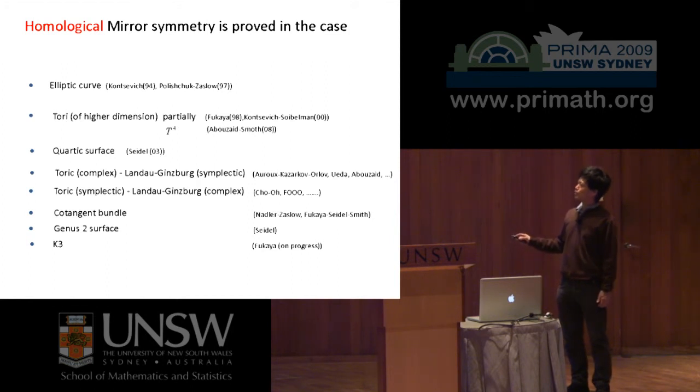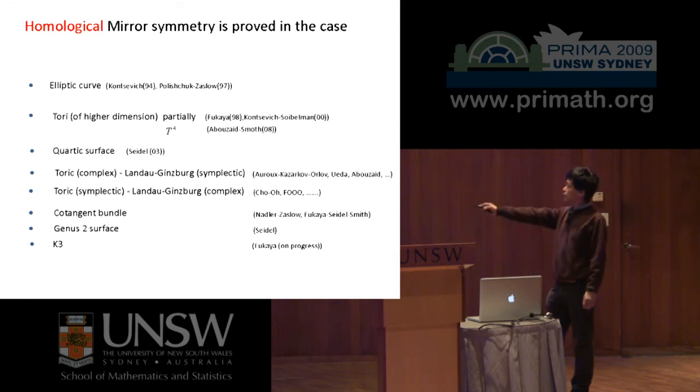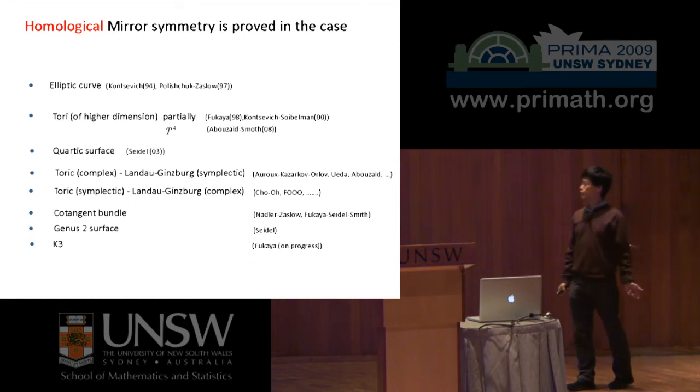And this is the quartic. I don't know if this spelling is correct. It's a degree 4 algebraic surface in P3. In the case of this degree 4 surface in P3, Paul Seidel proved it in 2003. Seidel's proof is somehow different from any of the techniques I explained here. He used some kind of symplectic version of Lefschetz pencil techniques, which I don't have time to explain, but they are very interesting ideas.